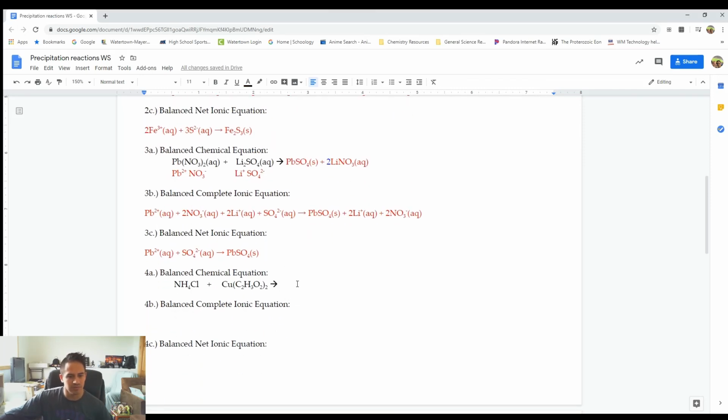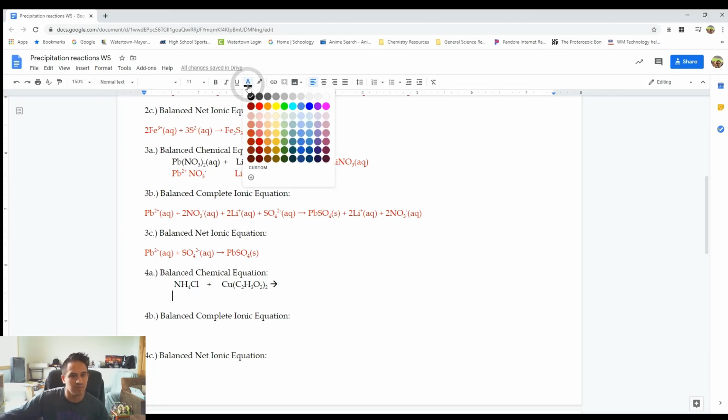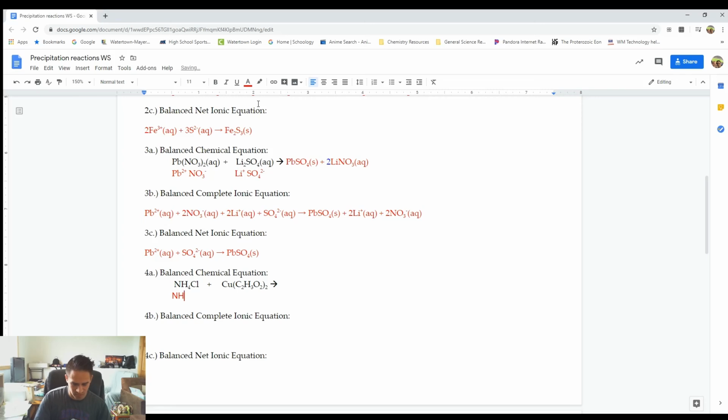So, all right, number 4, we have ammonium chloride. So this is NH4. Oh, why did my font change? I don't like that. I want my normal font. There we go. So you have NH4 plus. That's ammonium, a polyatomic ion, bonded with chlorine or chloride. Then we have copper, and this is going to be copper 2 plus, bonded with acetate, which is a polyatomic ion. So that has a chemical formula of C2H3O2 minus.